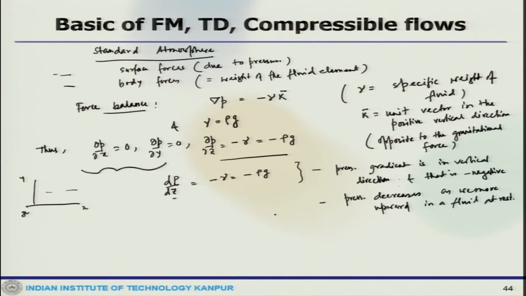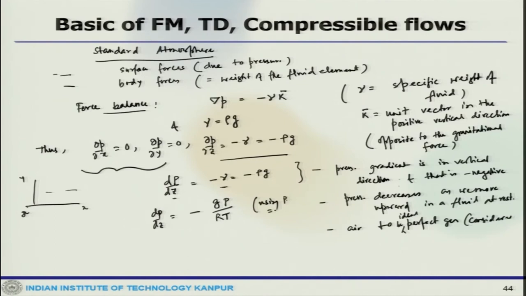Now, for the Earth's atmosphere, where the variation in heights is large, on the order of thousands of feet or kilometers, we need to pay some attention to how this variation actually occurs. In doing that, we can consider the air to be an ideal perfect gas, and also the equation of state p equals rho RT can be used. Then we can write dP by dz equals minus g p by RT. So, this is using p equals rho RT.